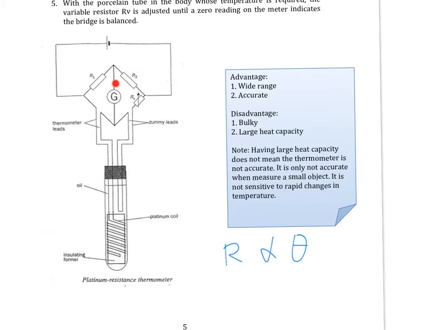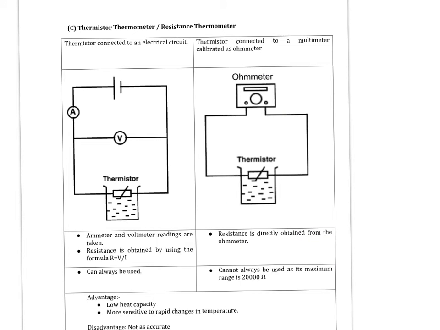You need your galvanometer, you need a rheostat and all those. But what is the advantage of this thermometer then? This thermometer is considered to be the second most accurate thermometer, because any small changes in temperature will be able to be detected by this thermometer. The resistance thermometer that is more important in your syllabus is the thermistor thermometer.